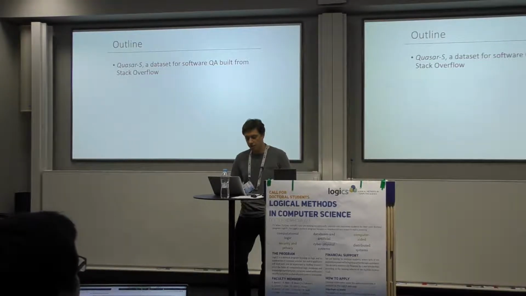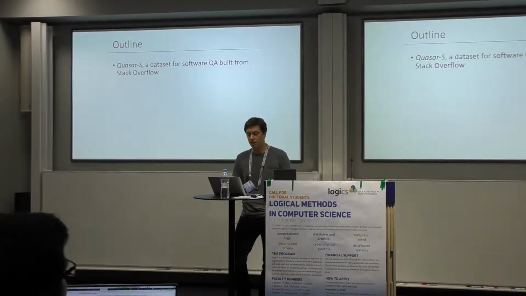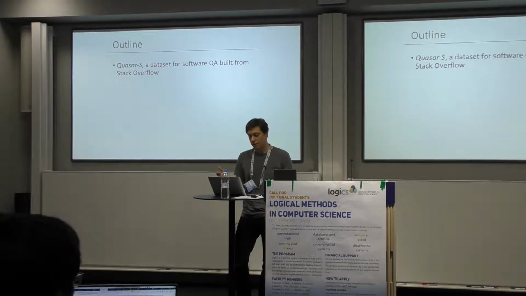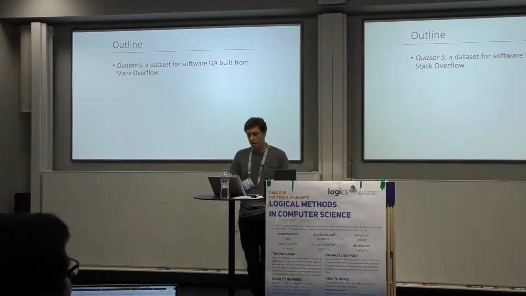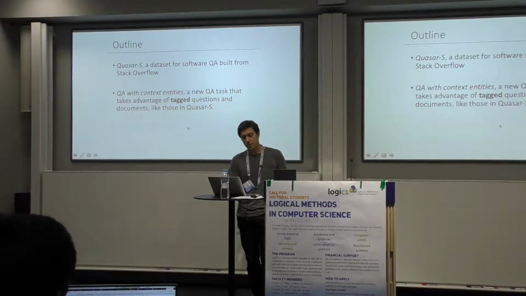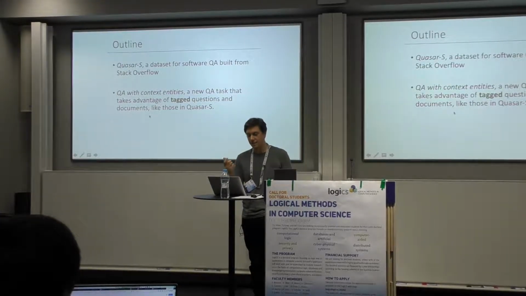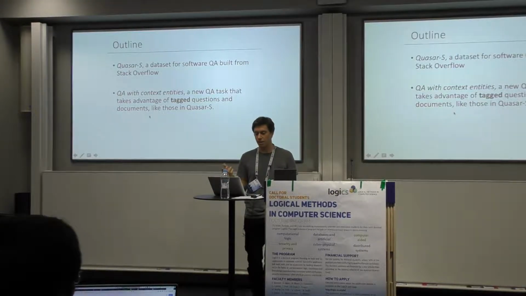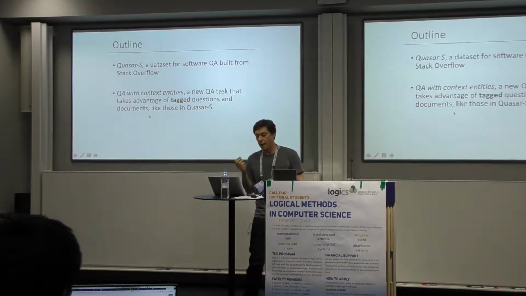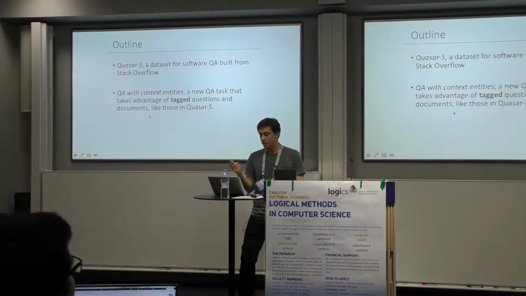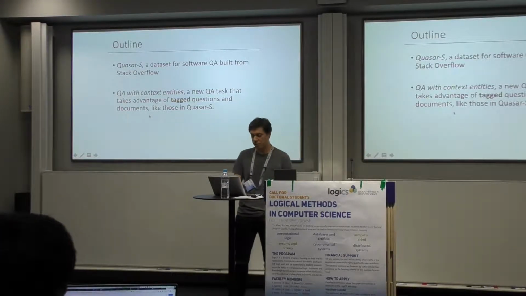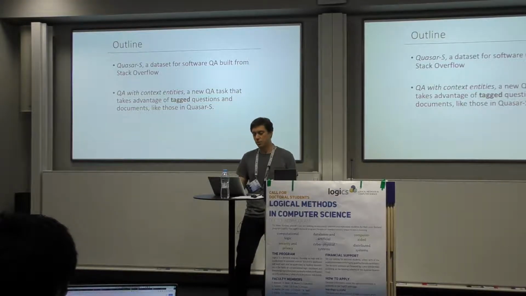Quick outline here. I'm going to talk about Quasar-S, which is a data set built for doing software QA, and it's built from Stack Overflow. And then I'm going to talk about a new question answering task, which we're calling QA with context entities. Could be a more creative name, but the idea is to take advantage of the fact that Stack Overflow has tags on questions and on posts, and we want to use those to improve question answering.